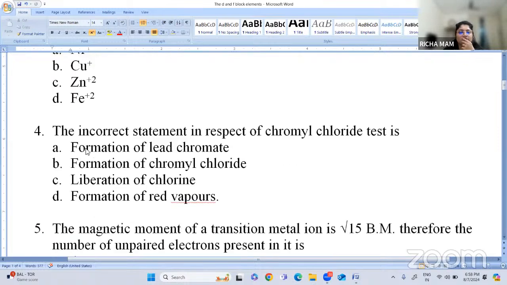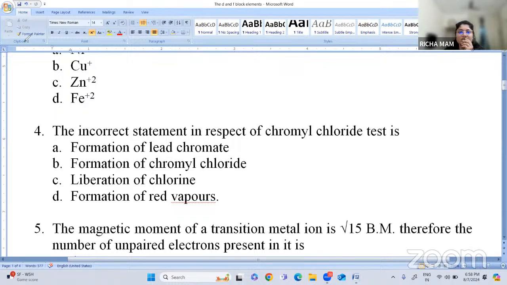Next question. The incorrect statement in respect of chromyl chloride test is: A, formation of lead chromate; B, formation of chromyl chloride; C, liberation of chlorine; and D, formation of red vapors.